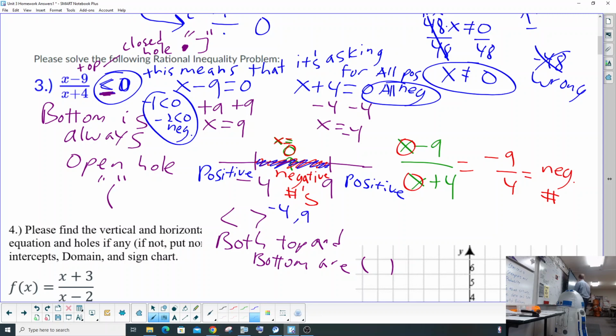Now, the only other thing we need to know is, is it a bracket or is it a parentheses? Well, it was an equal to, and 9 was on the top with an equal to. So that means that 9 gets the closed hole, and that means that 9 gets the brackets. And then negative 4 is on the bottom, always open hole for the bottom, and that means it gets the parentheses. So our answer is negative 4, 9. Woo! Get an ace on the test, you got this.